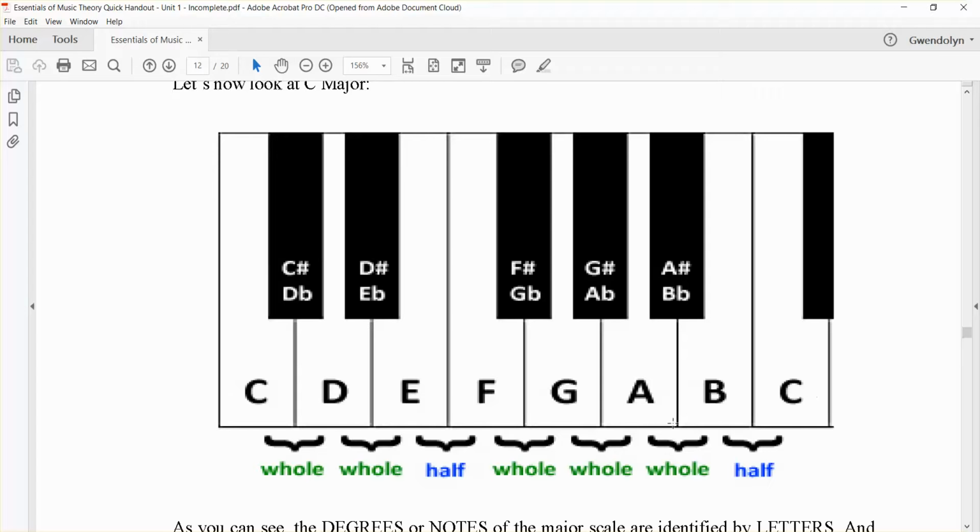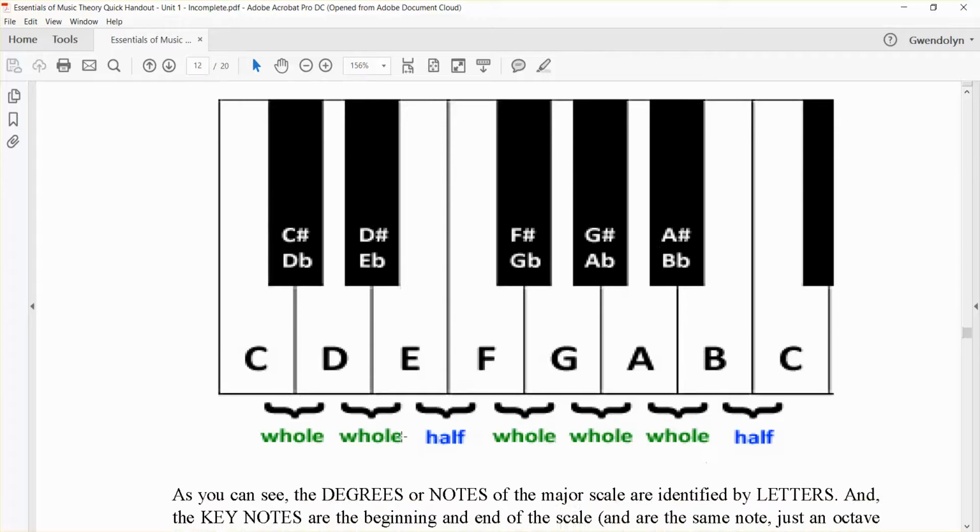And by the way, tetrachords can be ascending as well as descending. So C, D, E, and F, whole step, half step. G, A, B, C, whole step, half step. The connecting of these two tetrachords is the whole step itself. And that's how we get our pattern.